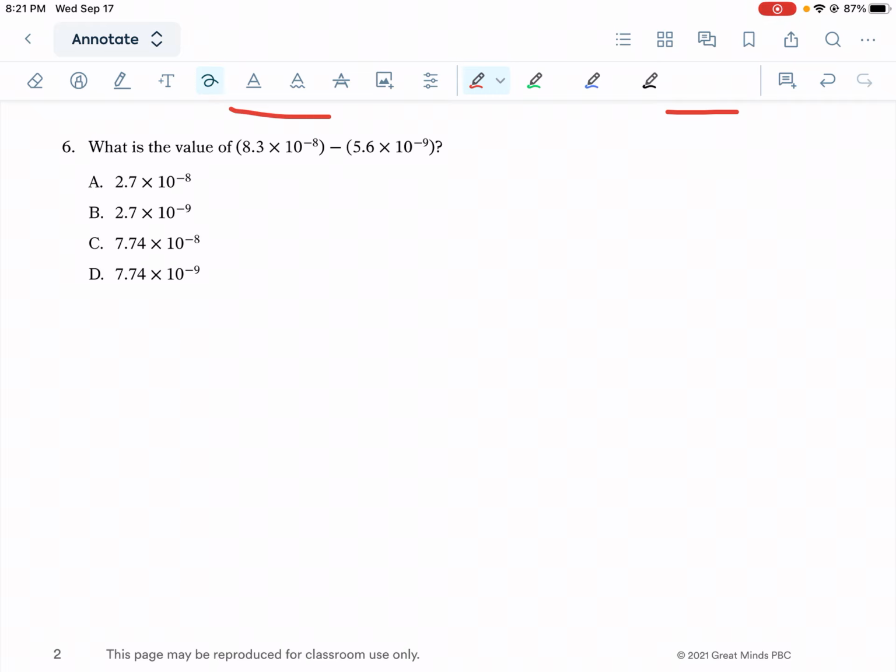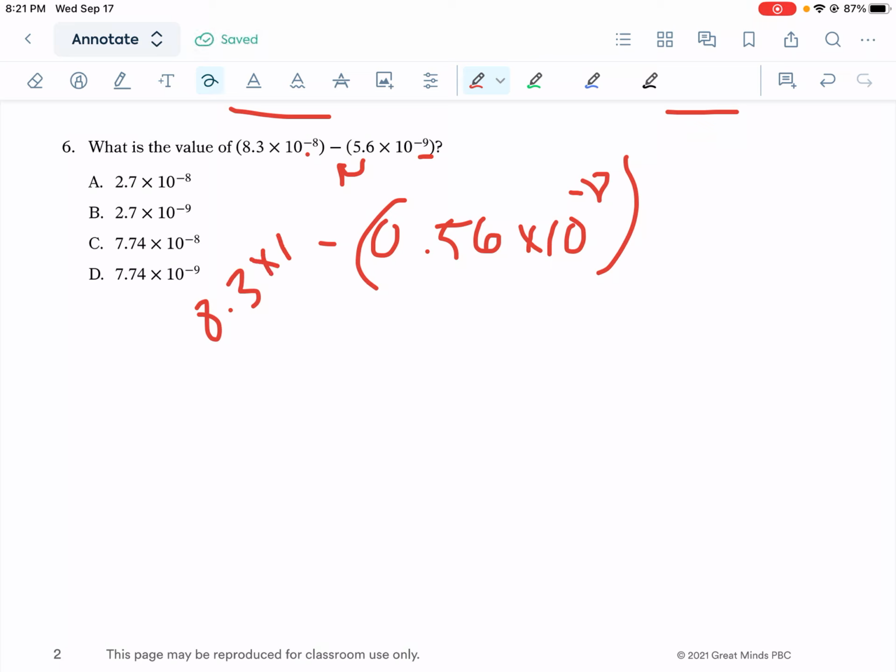But if you start off with different exponents, here's the easiest thing to do. First of all, I'm going to take that 5.6 and I'm going to drag it back one decimal place, because that'll turn this into 0.56 times 10 to the negative 8. So now we have the same exponent. It's just that simple. And I'm going to just rewrite 8.3 times 10 to the negative 8 here. Now that we have the same exponent, we can simplify this for ourselves and just subtract 0.56 from 8.3.